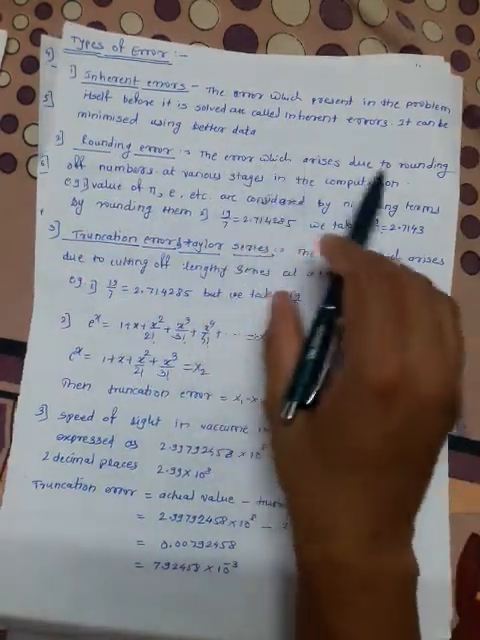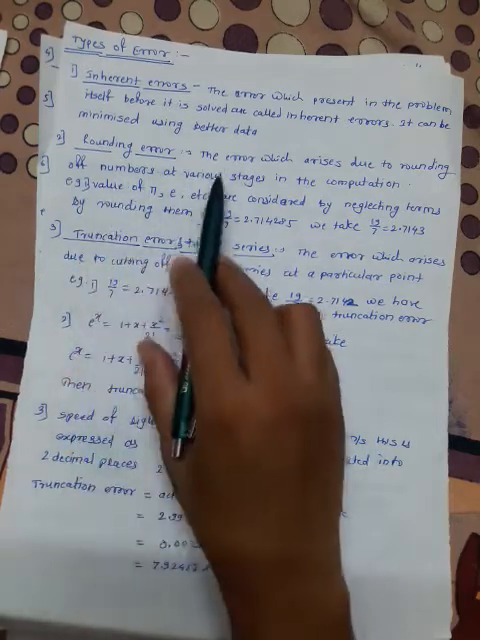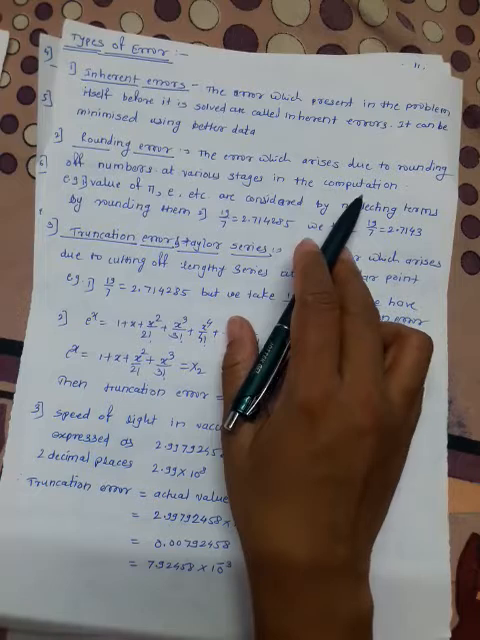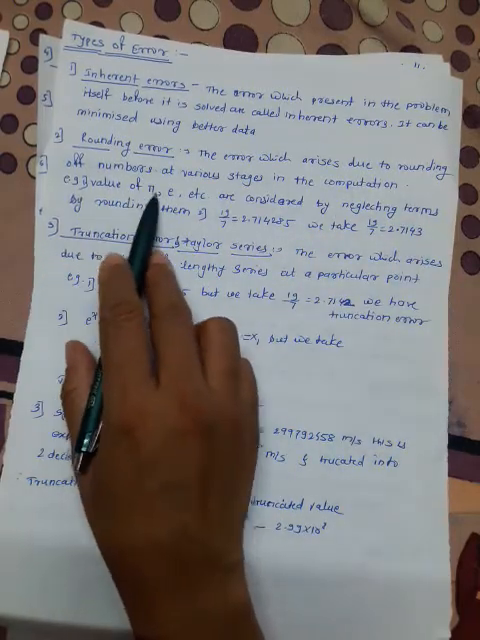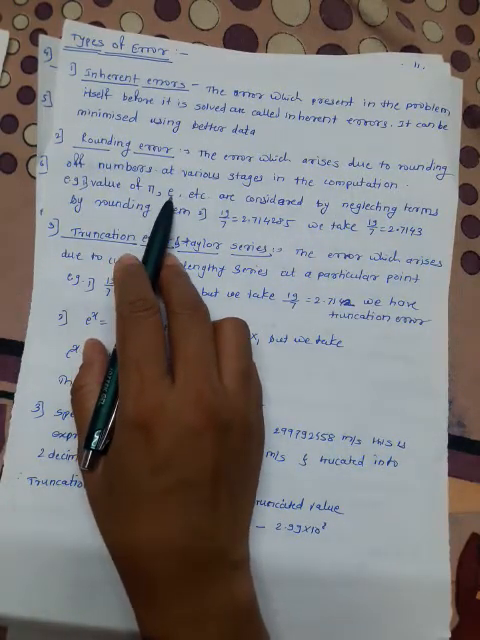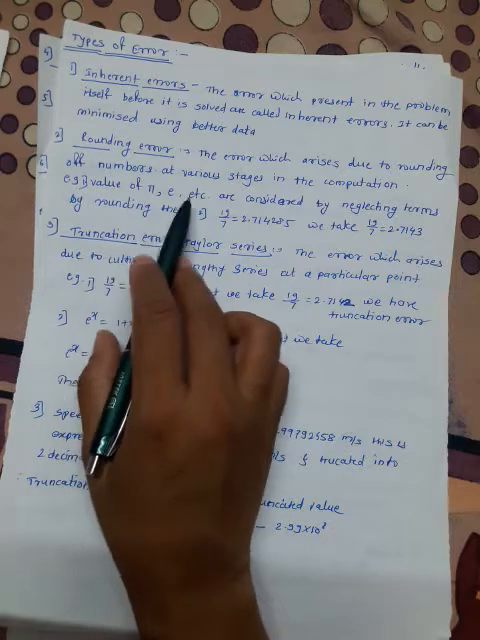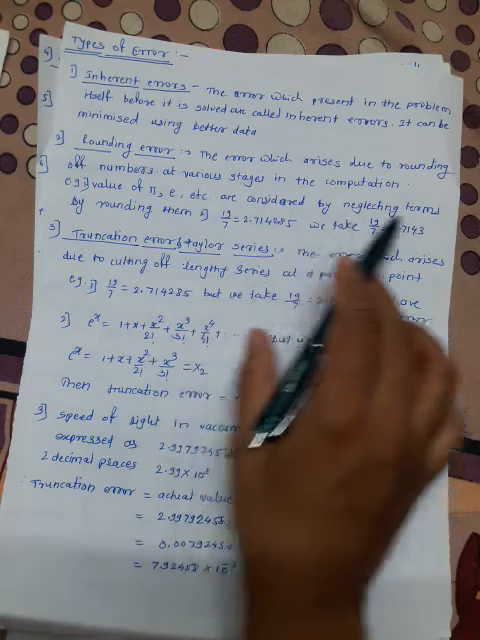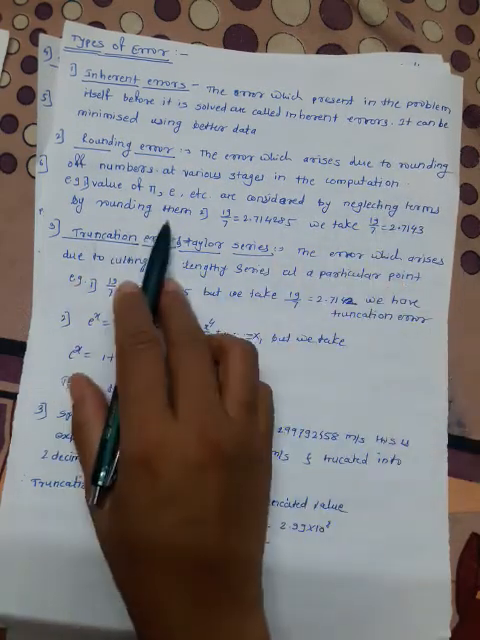The error which arises due to rounding of the numbers at various stages of the solution or steps in the computation or calculation. For example, the value of pi, the value of e, and such different mathematical numbers are considered by neglecting the terms by rounding them.